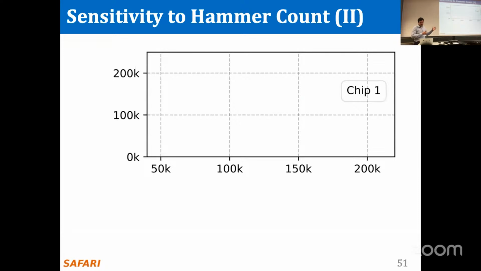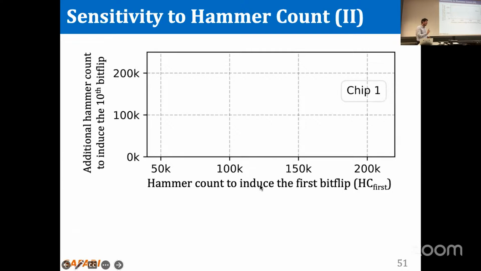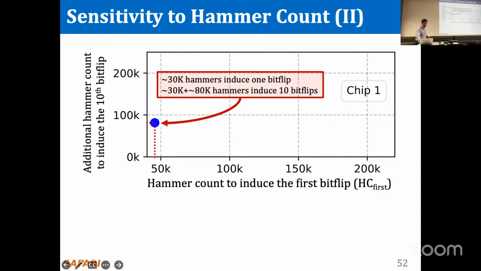So here we're going to look at the same data, but in a different way. The x-axis shows you the hammer count, HC first. The y-axis is not HC 10th, sorry. It's the additional hammer count over HC first that you need to induce the 10th bit flip. This will be more clear. Here, each point in this plot is a DRAM row. This point represents a row that exhibits a bit flip after 30,000-ish hammers and 9 more bit flips after 80,000 additional hammers. This is clear, right?